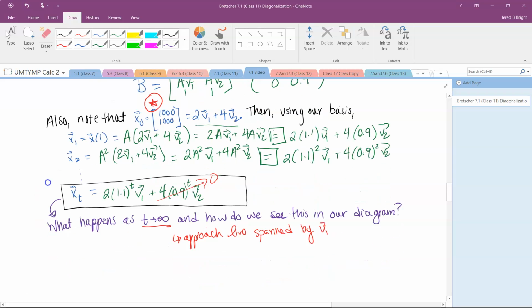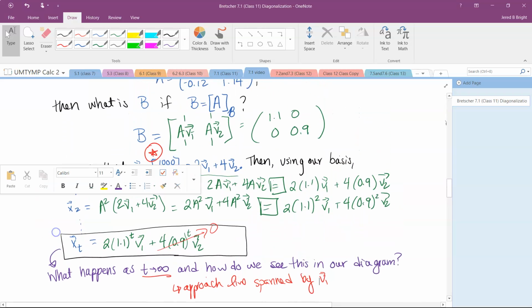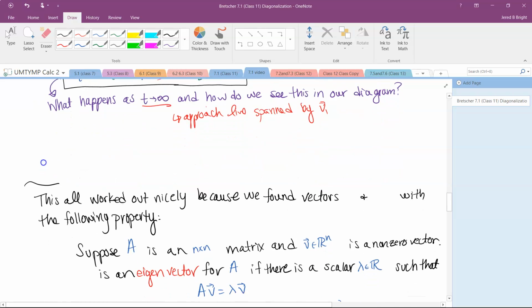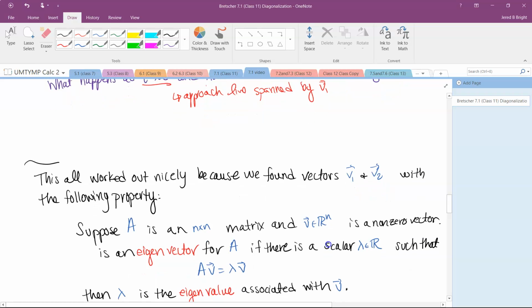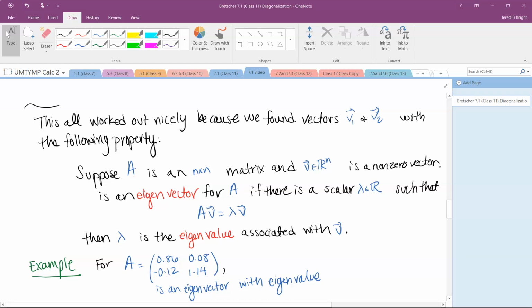Now why does this all work? Again, you're taking a lot on faith right now. This works out because we found two vectors, v1 and v2, with the following property. If we have A as an n by n matrix and v as a non-zero vector in Rn, then we call v an eigenvector for matrix A if A times v is the same as lambda times v, and lambda is what we call the eigenvalue. So we have to have this equality.